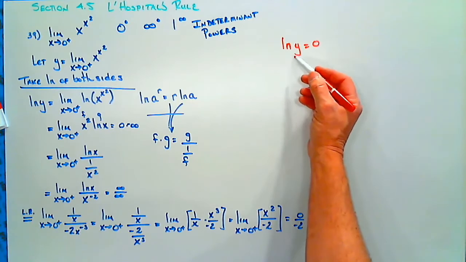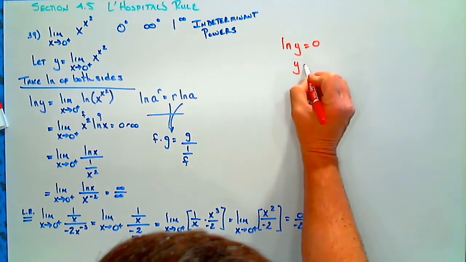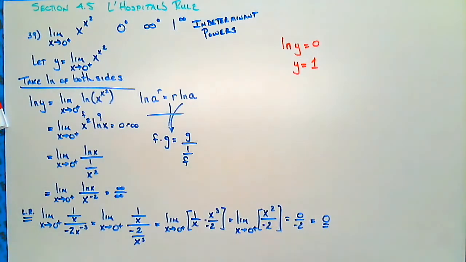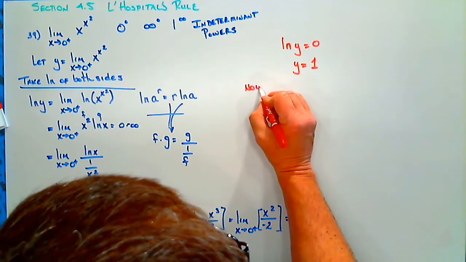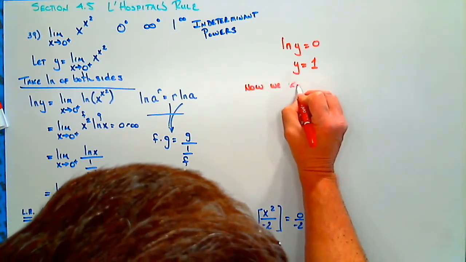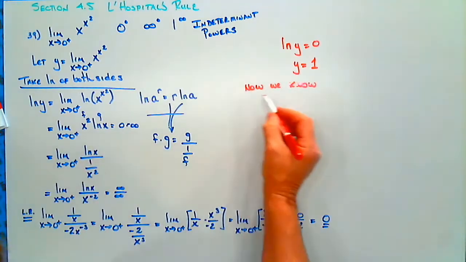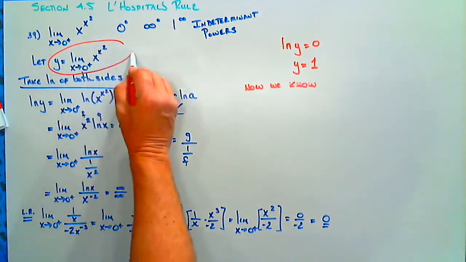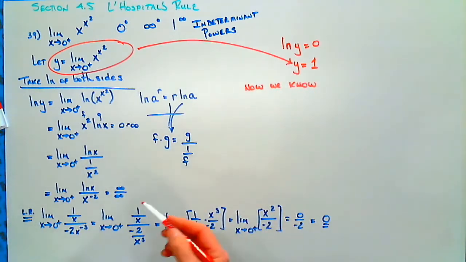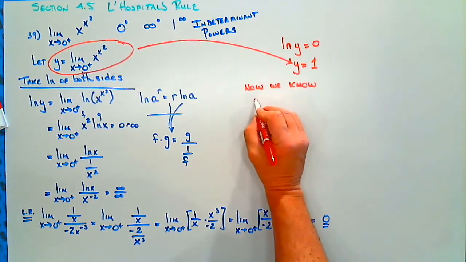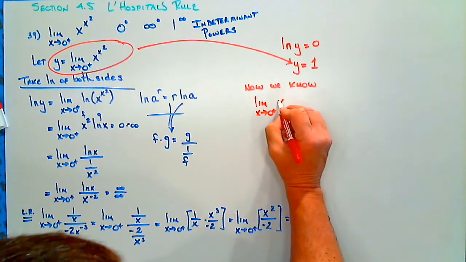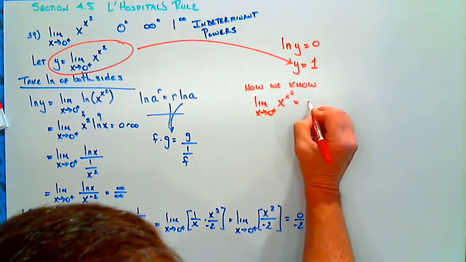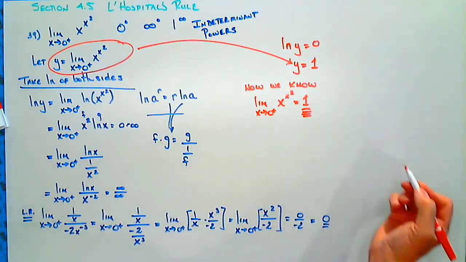Now, we know what we take the log of to get 0. We know this means y equals 1. So from there, now we can say, because from over here to over here by the transitive property, what do we have? We have the limit as x approaches 0 from the right of x to the x squared equals 1. Now we have the real answer.